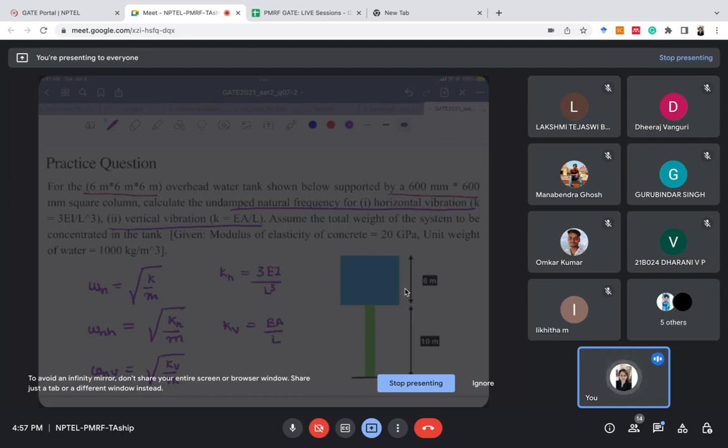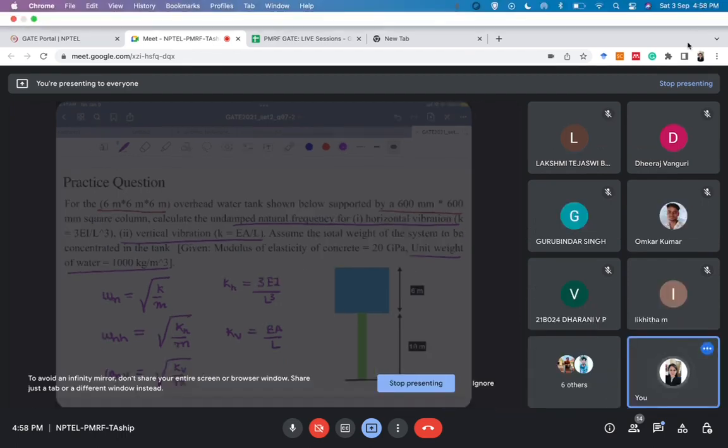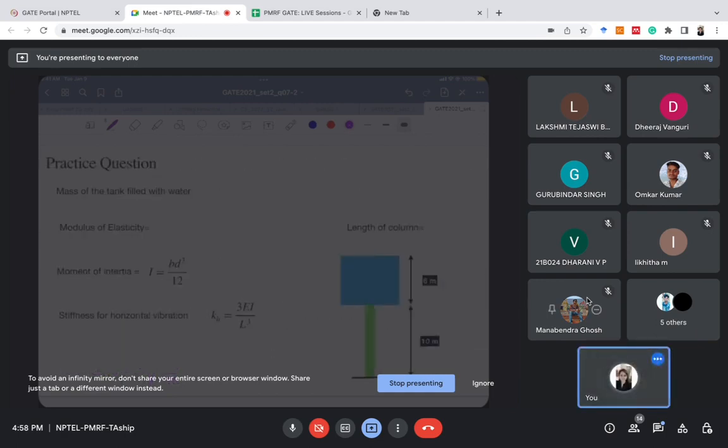The only thing you should see is how to find the mass. Here the mass is not directly given. What is given is the unit weight of water, which is 1000 kg per meter cube, and the volume of the overhead tank you can find: 6 into 6 into 6 will be the volume. You can find the mass by multiplying this volume with 1000, so you'll get the mass in kg. I'll explain it quickly, since maybe there's no time.